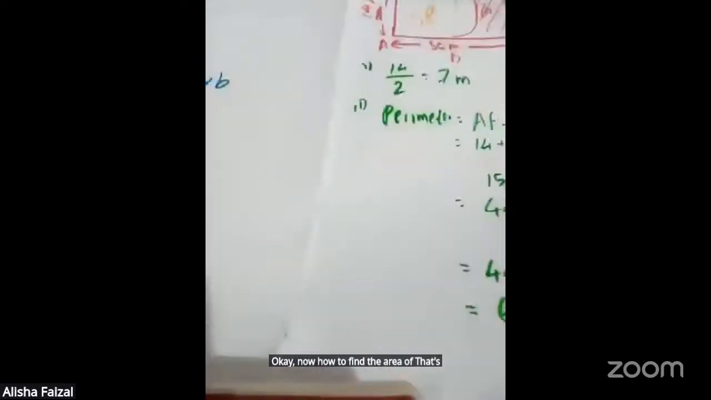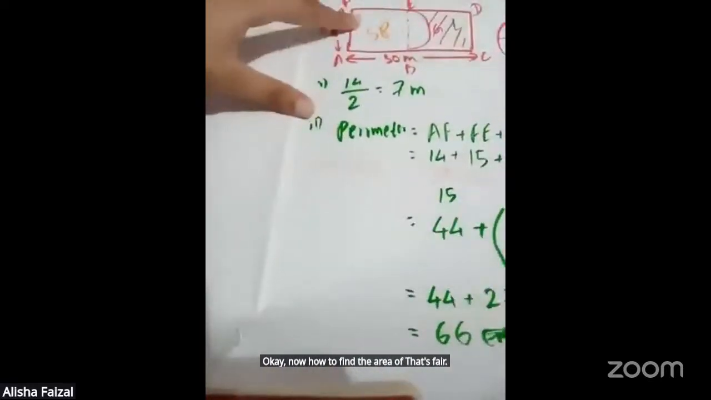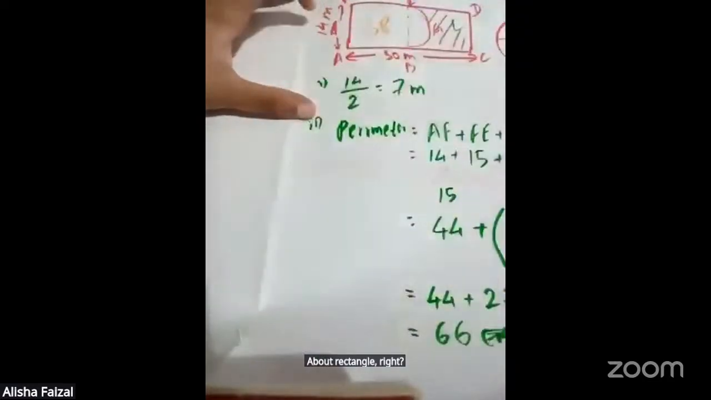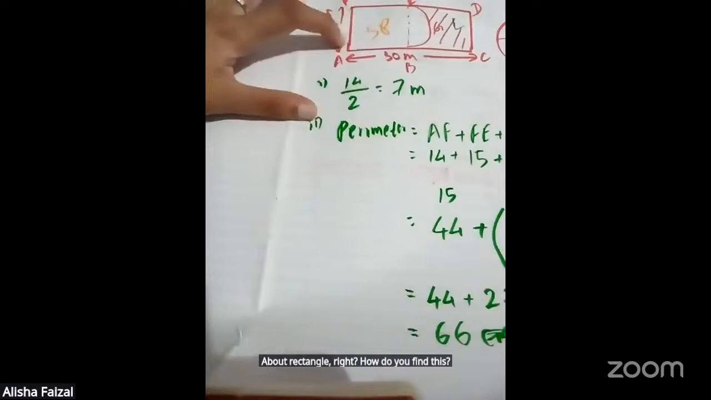Okay. Now, how to find the area of that square? Square, no, but rectangle, right? How do you find this? Length into breadth. Yeah, length into breadth. Okay, we'll write that here. So, area is equal to length into breadth.